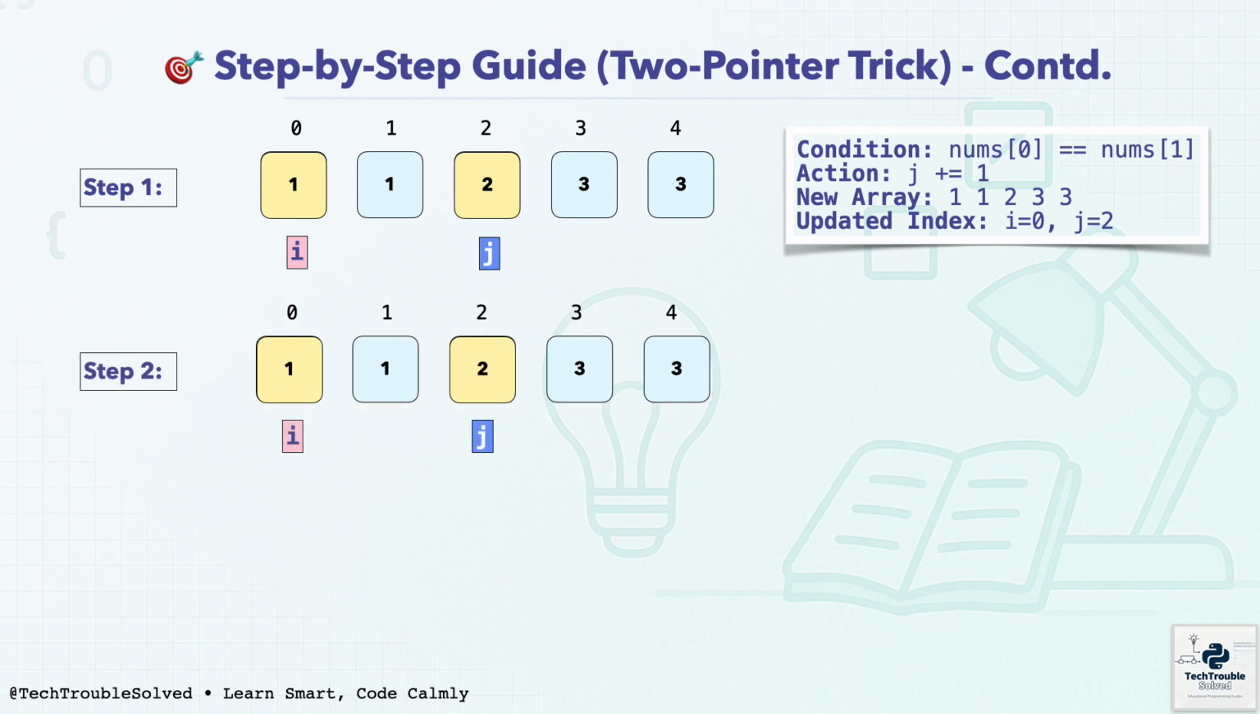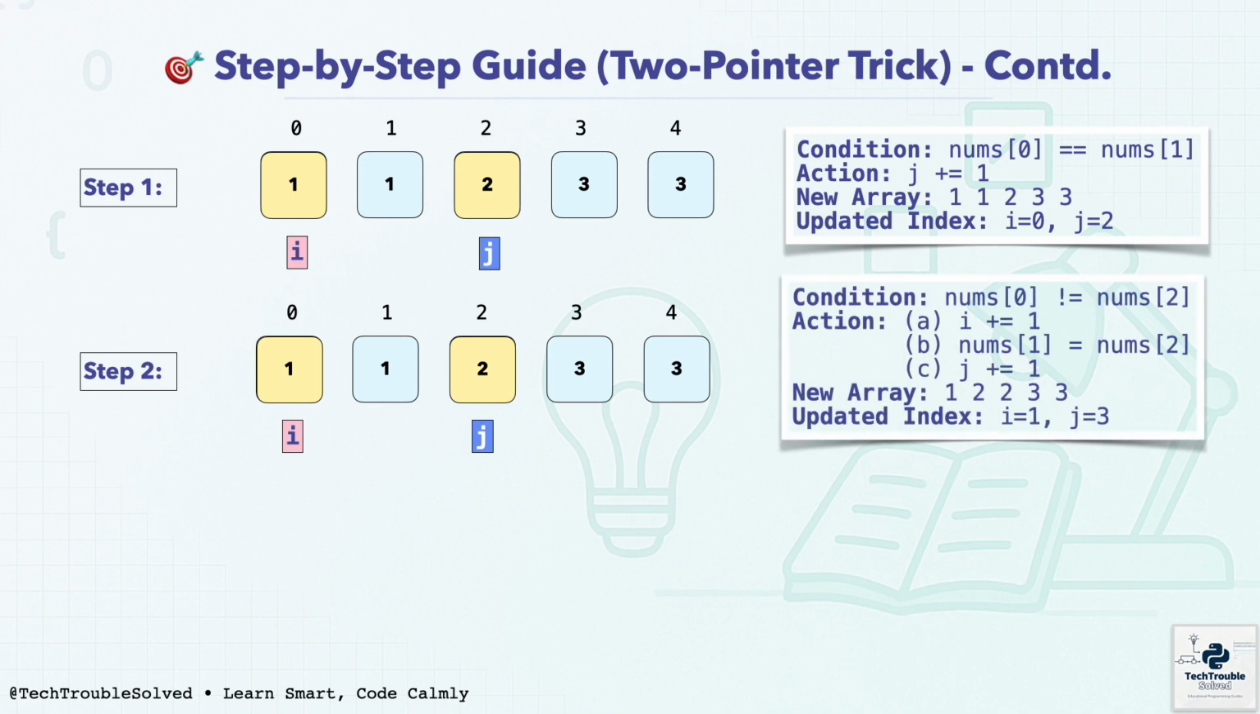Pointer i is still at index 0, pointing at 1, and j is now at index 2, pointing to the value 2. Now we compare again. This time nums[i] is 1 and nums[j] is 2. These values are different, which means we have found a new unique number. When this happens, we move i forward by one position. So i moves from index 0 to index 1 and we copy the value from j into this position.